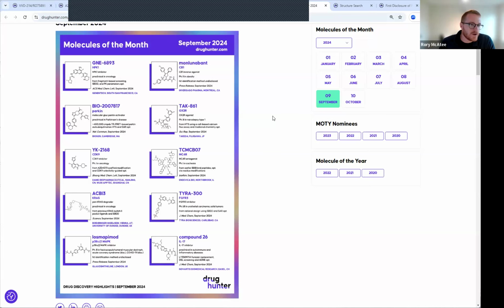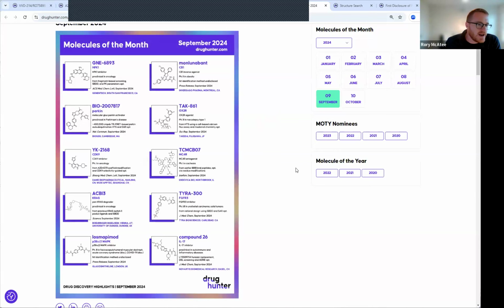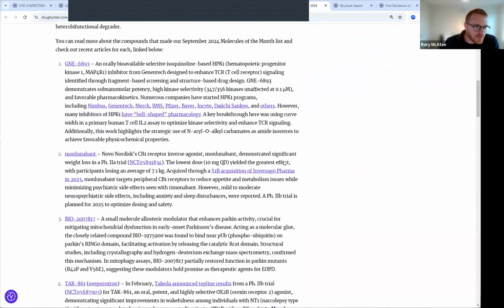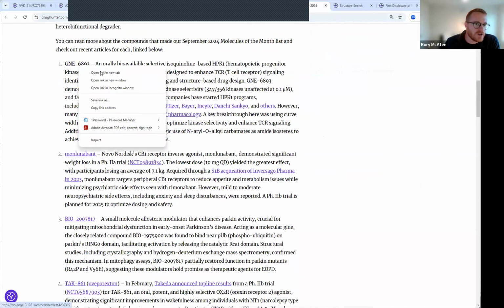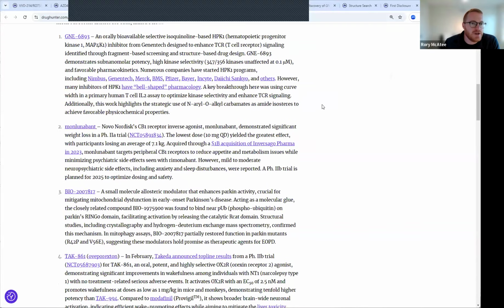For example, we give you the names of the molecules, the targets, the mechanism of action, the most recent clinical development status, and where these molecules appeared. If they appeared in the primary literature, we'll give those citations, and then the companies associated with them. If we scroll down a little bit, we give you more details about why these molecules are important. Now in text form, we link out to the appropriate sources that we got these inspirations from. I think that's a JMC article there for JNE 6893, Genentech's HPK1 inhibitor.